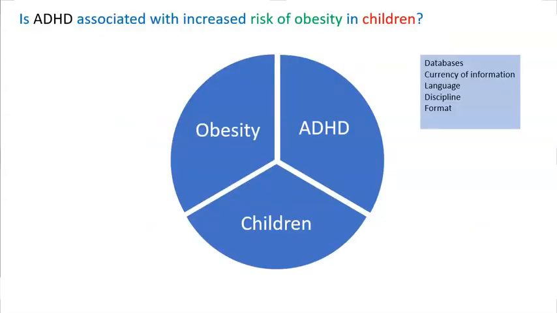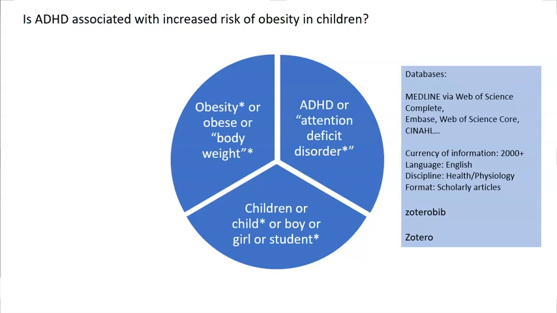Here's a way of expressing my research question and my concepts. I'm looking for everything on obesity, ADHD in children, but I could also search on obesity in children, obesity and ADHD, and children and ADHD. So there's actually four searches here. You're looking for everything that combines all these three concepts.